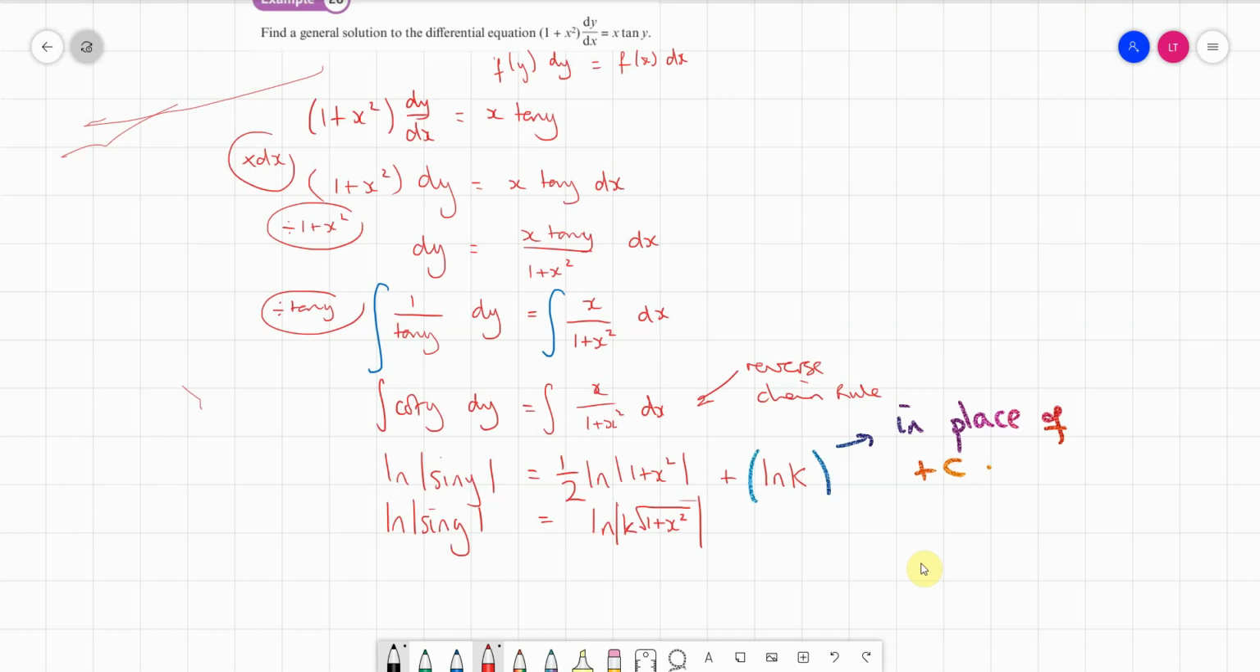Okay, from this stage I can get rid of the lns, so I can just say sine y equals k square root 1 plus x squared. In fact, they haven't asked for this to be y equals. Sometimes they will, but they haven't in this case, so I'm just going to leave it there. And that is done. So it's rearranging it and then integrating. General solution this time, so we're not going to find the value of k. We will just leave it like that. And that's all it is for that bit.